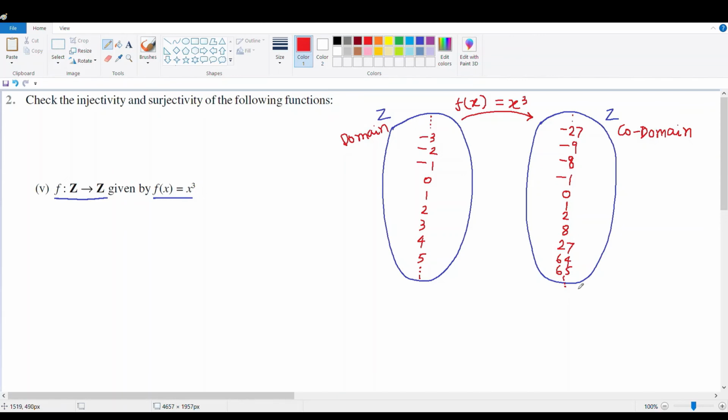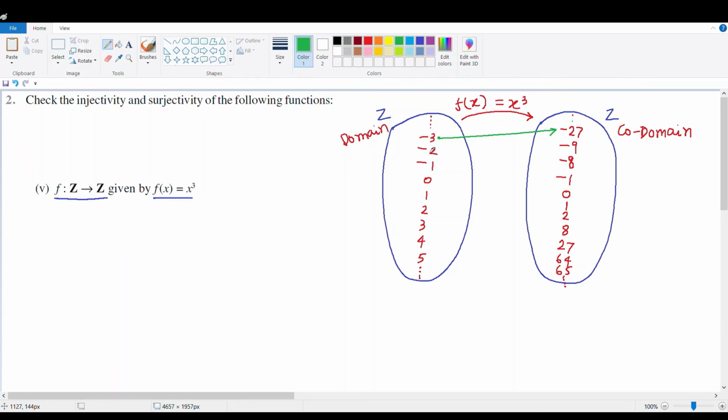So these both are integer sets. They both have all the integers in them. Now if we look at this function definition, it is x cube. So if you take the cube of an element in this domain, negative 3, the cube of negative 3 is going to be negative 27. So it's going to get connected to negative 27.